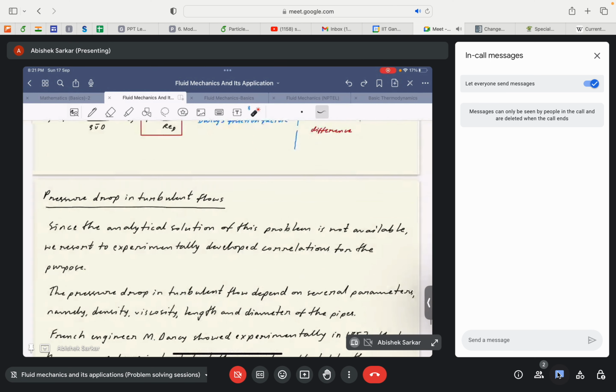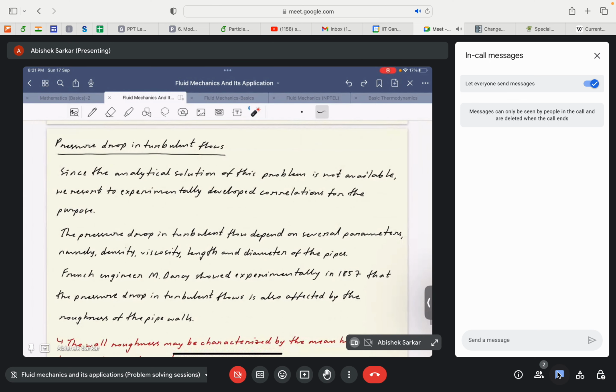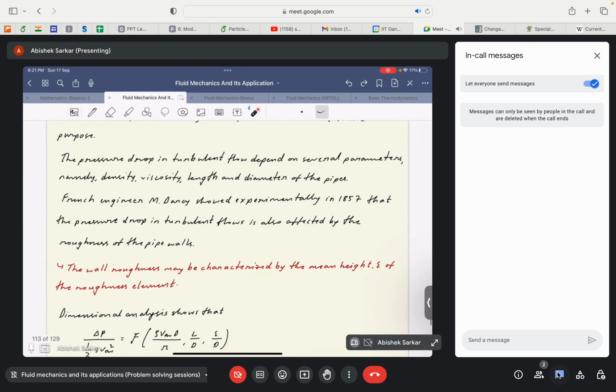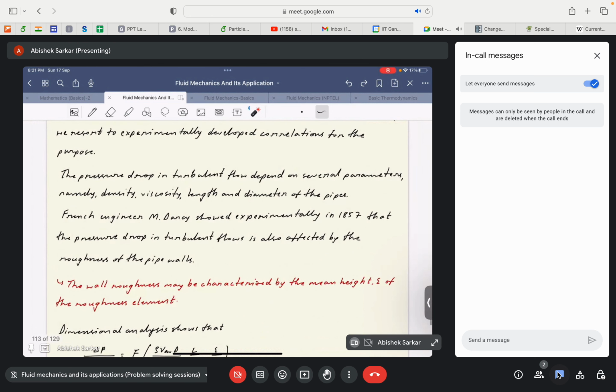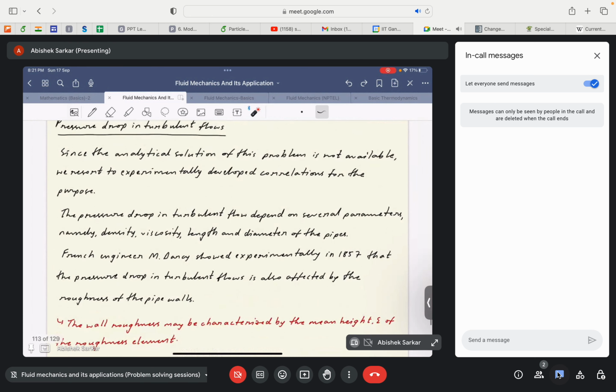Since we are short of time, I will just skip past this section. This section basically emphasizes the fact, which I briefly discussed in the beginning of the session, that since the analytical solution of turbulent flow through pipes is not available, we usually resort to experiments to develop correlations for this purpose.